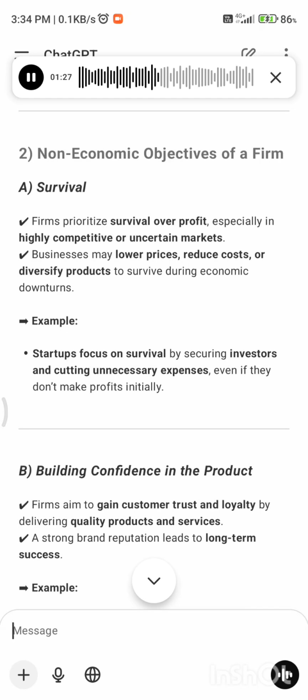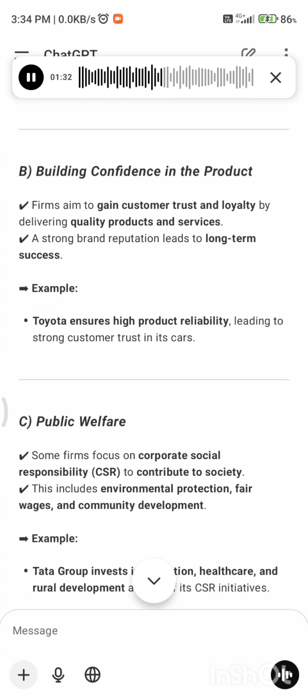B. Building confidence in the product. Firms aim to gain customer trust and loyalty by delivering quality products and services. A strong brand reputation leads to long-term success. Example: Toyota ensures high product reliability, leading to strong customer trust in its cars.